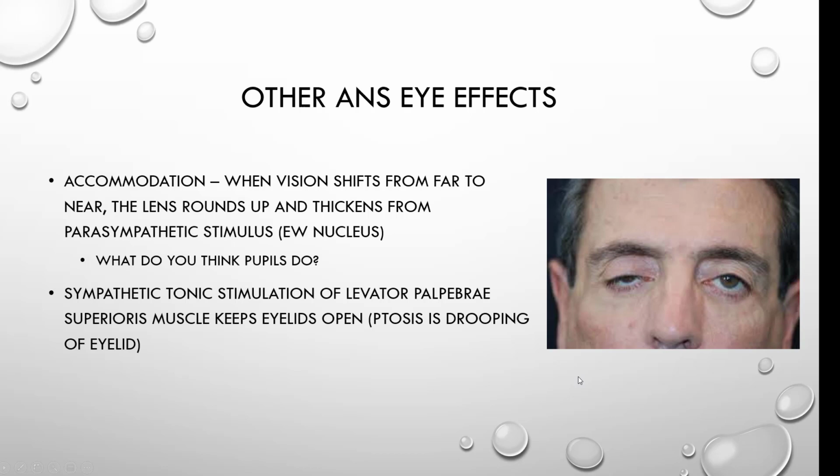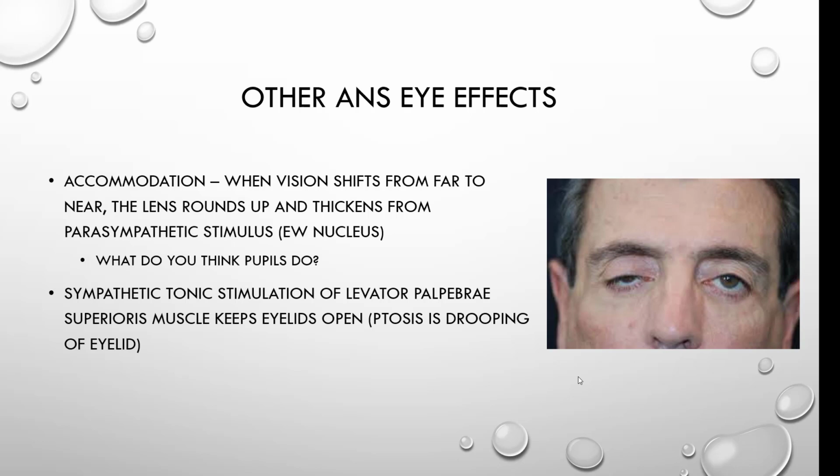In addition, there are a lot of other things that happen in the eyes under the influence of the autonomic nervous system. One of them is a very interesting reflex called accommodation. I don't know if you've ever noticed, but when somebody is looking far away and then suddenly looks at something near, their pupils change and something else happens. The lens rounds up or thickens. This is a response that helps us with near vision.